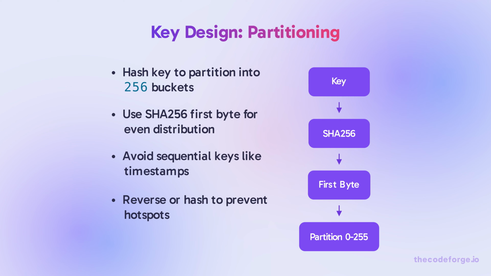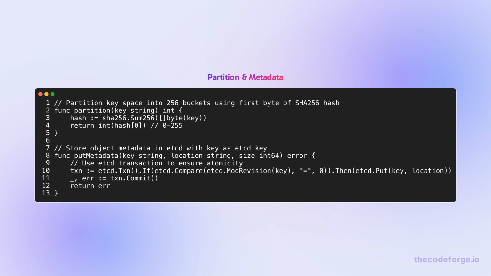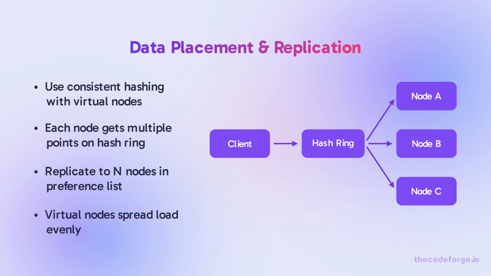Prefix-based partitioning is common, but if your keys are sequential, you'll hotspot one partition. Use hash prefixes or reverse the key to distribute load. Here's how you partition the key space and store metadata atomically in etcd. The partition function uses the first byte of the SHA-256 hash to assign a bucket. The metadata put uses an etcd transaction to ensure atomicity. Once you have the key, you need to decide which storage nodes hold the object.